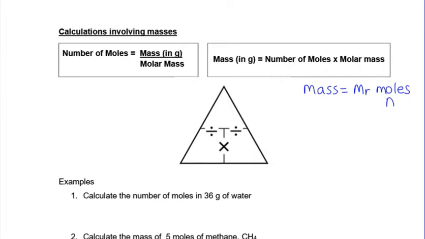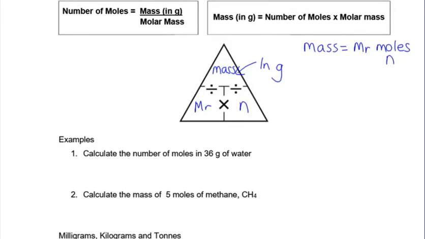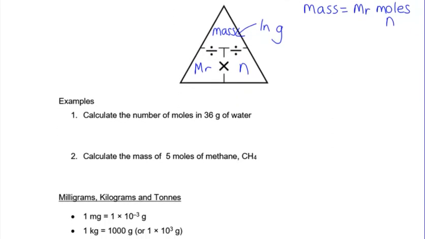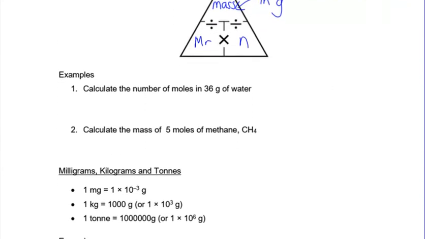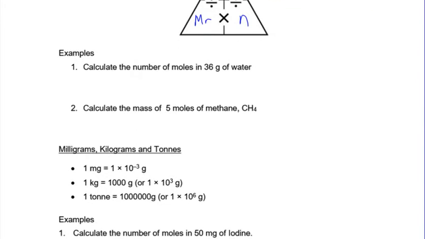So we can remember that mass is Mr times moles. And this mass must be in grams. It has to be in the unit grams. If it's not in grams, we're going to need to convert it. So see if you can use those expressions to answer these two questions. You will have done something like this at GCSE, so you should be fairly familiar with it.